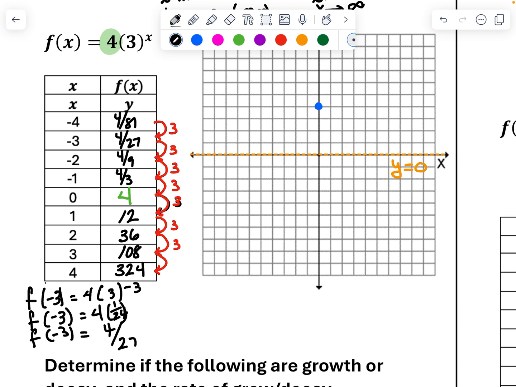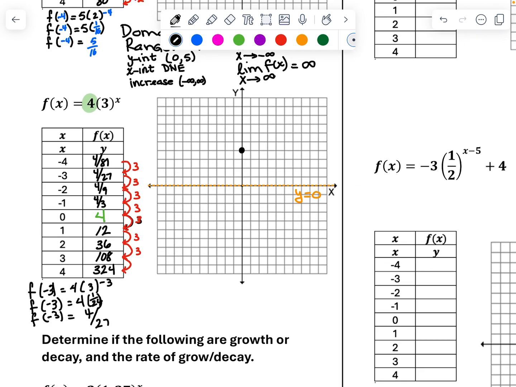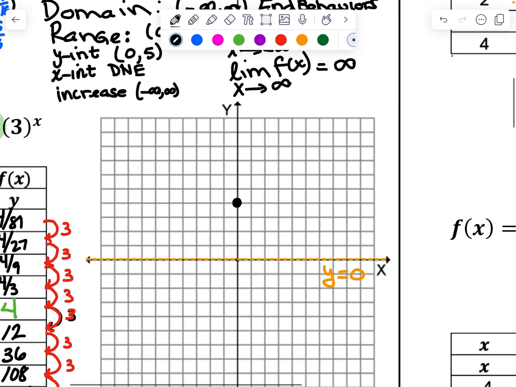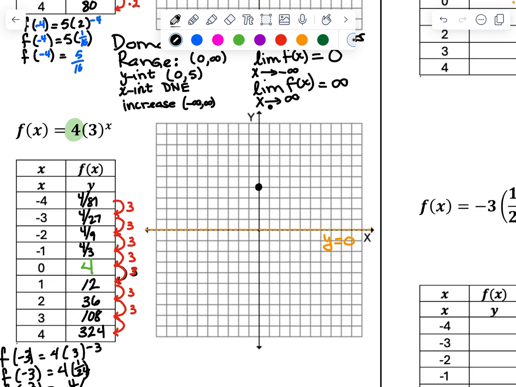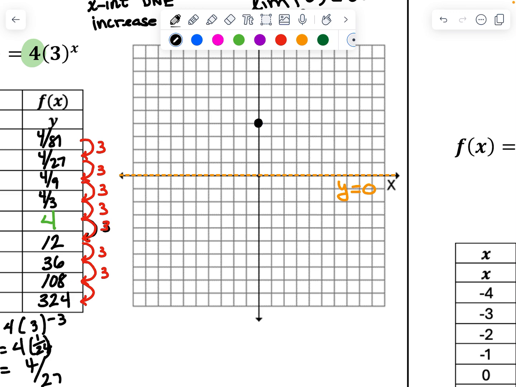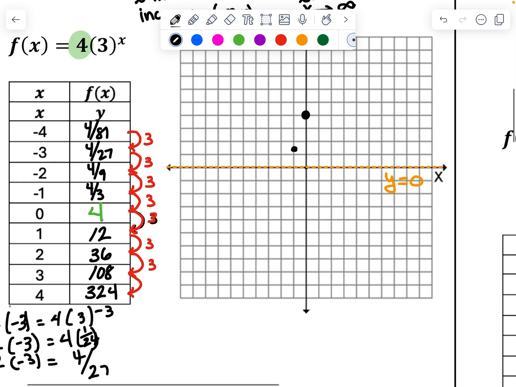0, 4, 1, 2, 3, 4 goes here. I don't know how I accidentally hit the blue color. Let's go with black. And then 112 won't even fit on this graph anymore. 112 was going to be like up here somewhere. So let's go to negative 1. Negative 1 and 4/3 will be about right here. Negative 2 and 4/9 would be about right here. Negative 3 and 4/27 would be about right here.